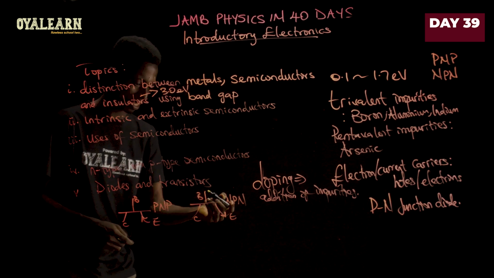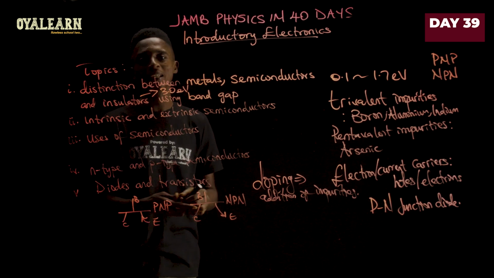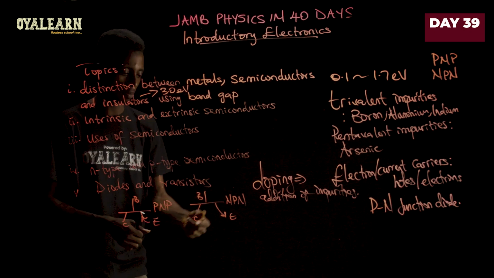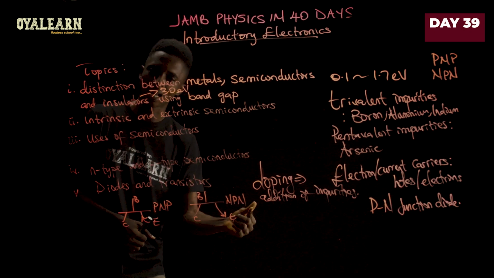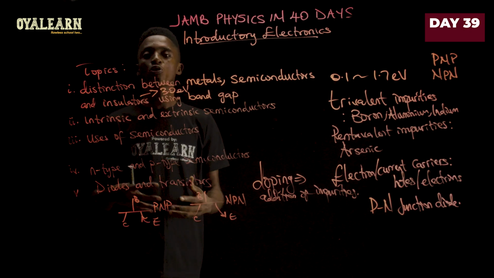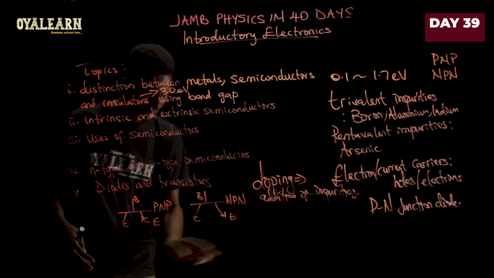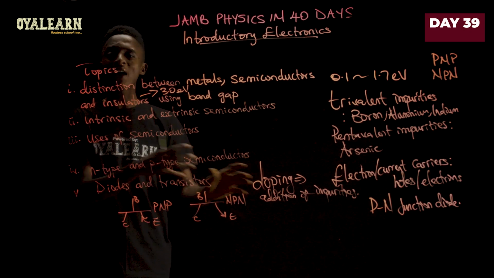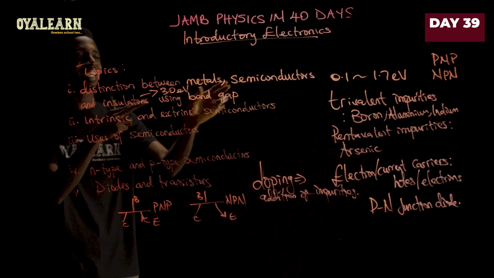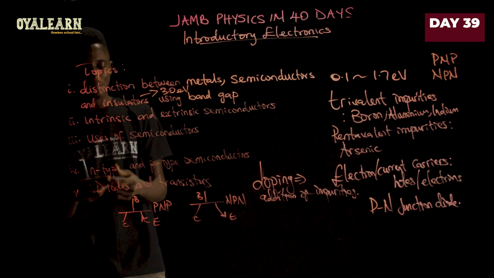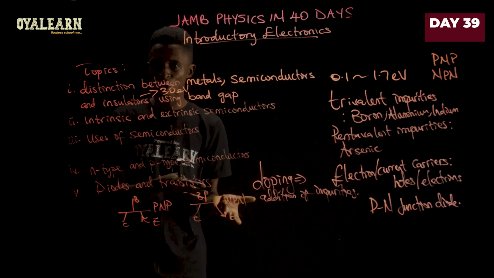And just like the name suggests, NPN, PNP, it means you are bringing together p-type, n-type, p-type, or n-type, p-type, n-type. You see that now? So that's what leads to the transistor. So all of these that we are talking about, you can't find a basis for them without first understanding semiconductors and then the p-type and n-type semiconductors.